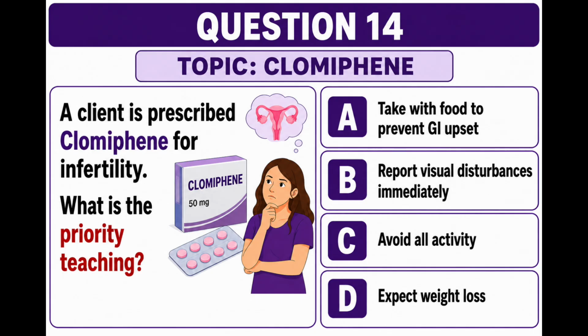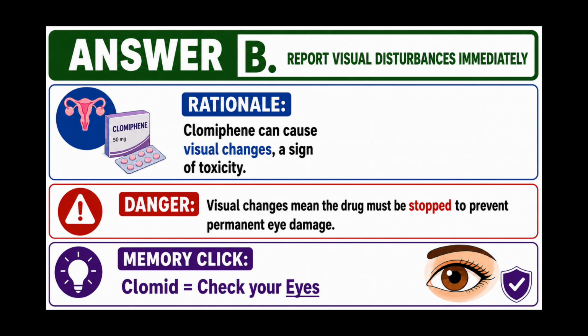Question 14. Clomiphene. A client is prescribed Clomiphene for infertility. What is the priority teaching? A. Take with food to prevent gastrointestinal upset. B. Report visual disturbances immediately. C. Avoid all activity. D. Expect weight loss. Answer is B.